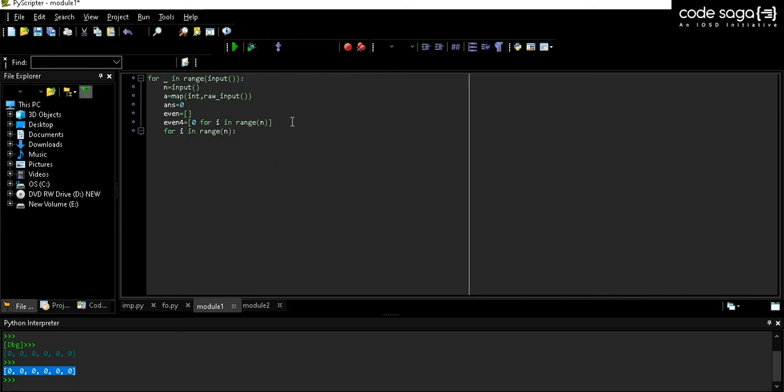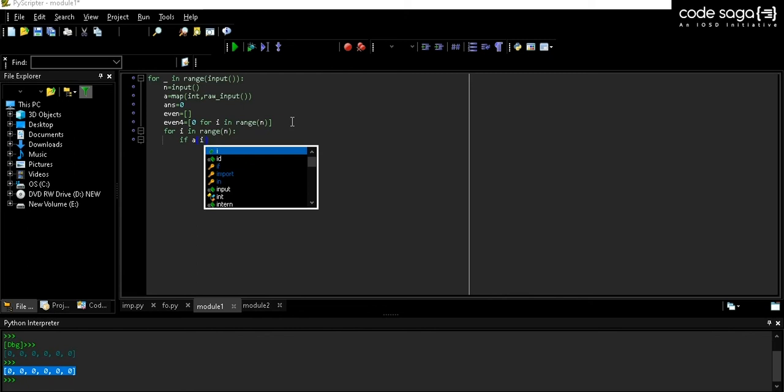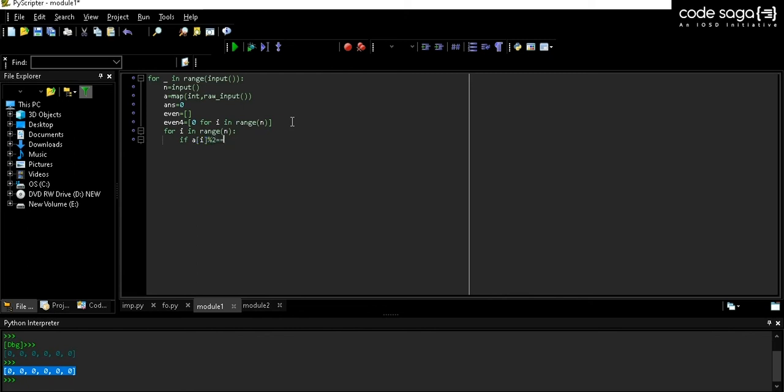Here I will check each member of A. So if A of i mod 2 equals 1, say if the number I come across is odd, I will declare another integer here, cur odd, which is the current number of odd elements. So I will add 1 to this number here if it is odd. Now what I'm doing here is counting the consecutive number of odd integers.